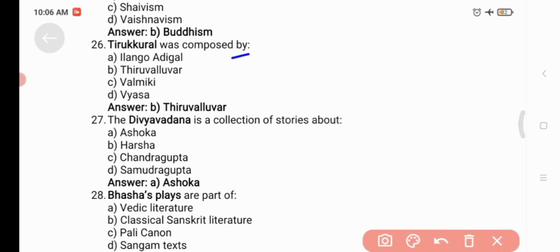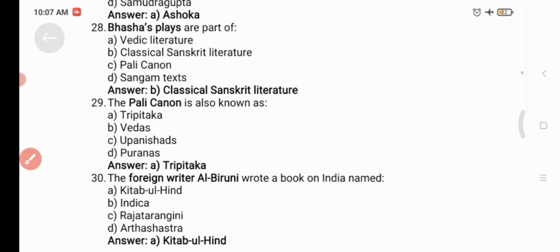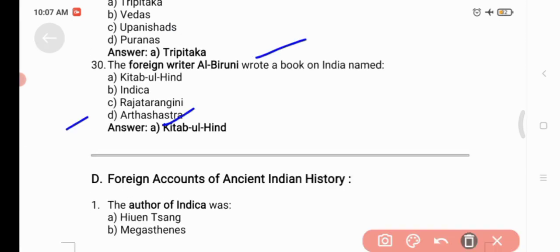Tirukkural was composed by option B, Tiruvalluvar. The Divyavadana is a collection of stories about option A, Ashoka. Bhasa's plays are part of option B, classical Sanskrit literature. The Pali Canon is also known as option A, Tripitaka. The foreign writer Al-Biruni wrote a book in India named Kitab al-Hind.